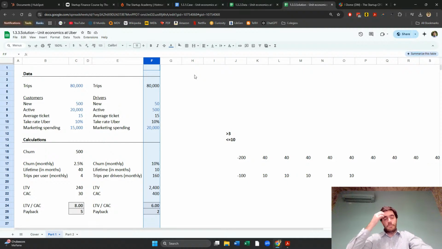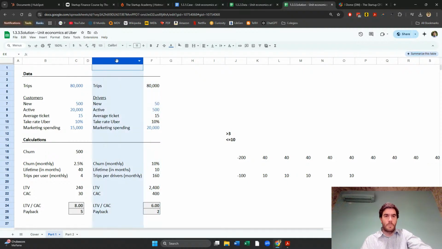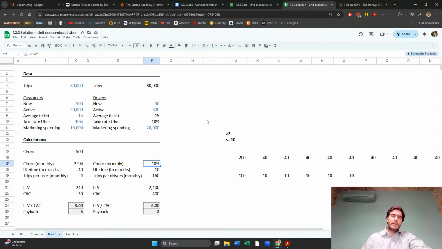By the way, in marketplaces, it is usually like this. The supply is the problem. We acquire 50 new drivers. There's an active base of 500. Average ticket and take rate are the same. We spend more money on marketing. Churn, 10%. Because every month we acquire 50, we lose 50 out of the 500 that we have. 10% churn means 10-month lifetime.